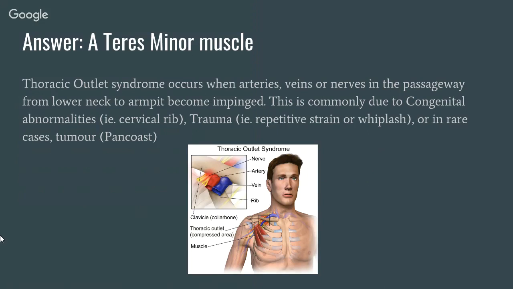more notably by your cervical ribs, which is a congenital deformity, or in some cases something like a Pancoast tumor, which you'll learn about next year, or a break in your clavicle. So that is usually what causes some kind of impingement there, and that is thoracic outlet syndrome.